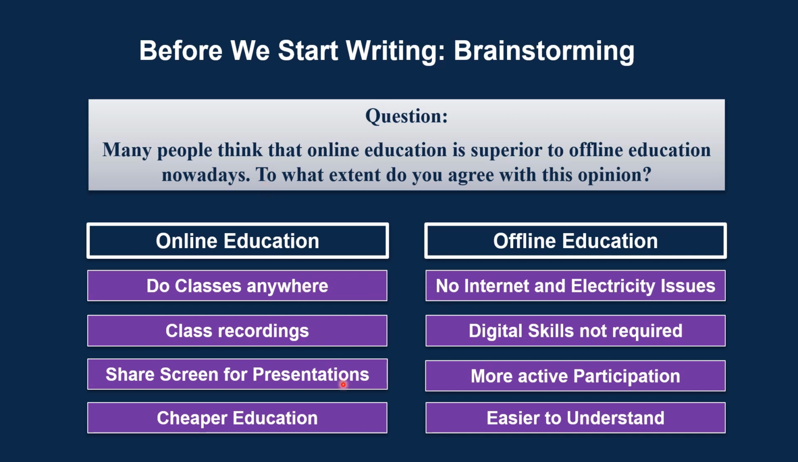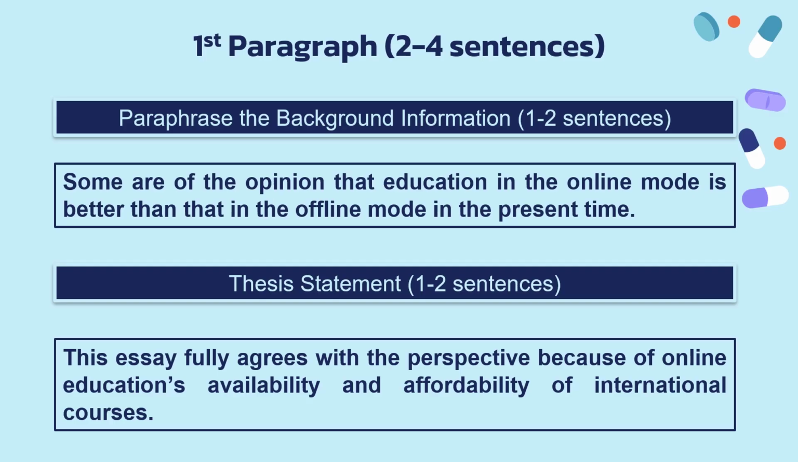So this is the brainstorming part where we have thought of 4 points for online education, 4 points for offline education. However, do we need all 8 points? What do you think? So in the first paragraph, we just basically paraphrase the background information and write a thesis statement. So in total it will be 2 to 4 sentences. So let's read the background information, how we paraphrased it.